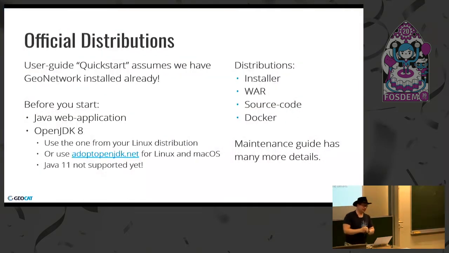Okay, installation and setup. The quick start kind of assumed we had a GeoNetwork already. Before we start, it's a Java web app. It uses Java 8. Use one from your Linux distribution or Adopt JDK. There's a couple of installations: an installer, WAR, source code, and Docker, but there's no guide on how to use that.